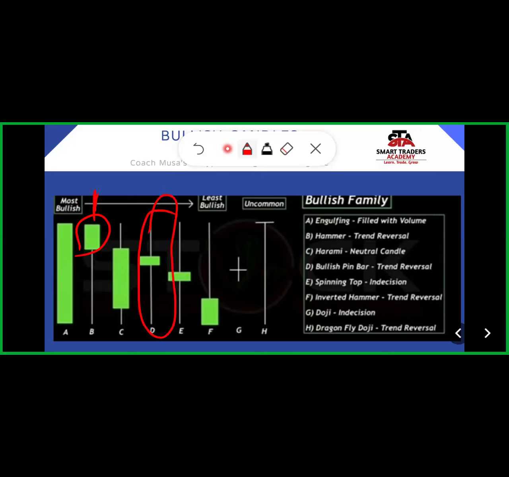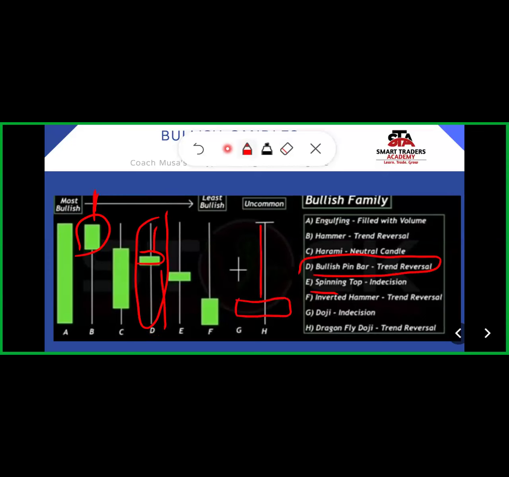If you try to compare, this is what we call the bullish pin bar. It has a small body. The lower wick is longer and the upper wick is shorter. Here, it is called a bullish pin bar. A bearish pin bar will be the category with a small body, a long upper wick, and a very short lower wick. That will be called a bearish pin bar.